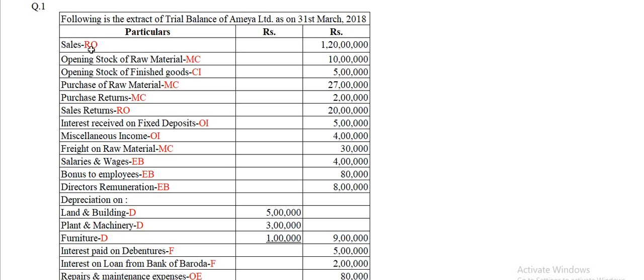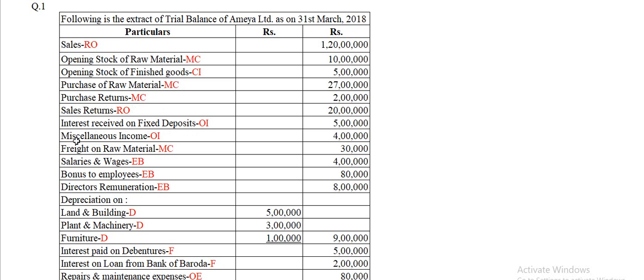Here, sale is given, which will come in the revenue from operation. So, revenue from operation, I kept highlighted as RO. Opening stock of raw material will come under the head of material consumed, raw material consumed. Opening stock of finished goods will come in the changes in inventory. Then purchase of raw material also belongs to raw material, that's why it is also coming in the material consumed. Purchase return will also come in the material consumed. Sales return goes to revenue from operation, because we have to deduct this from the sale.